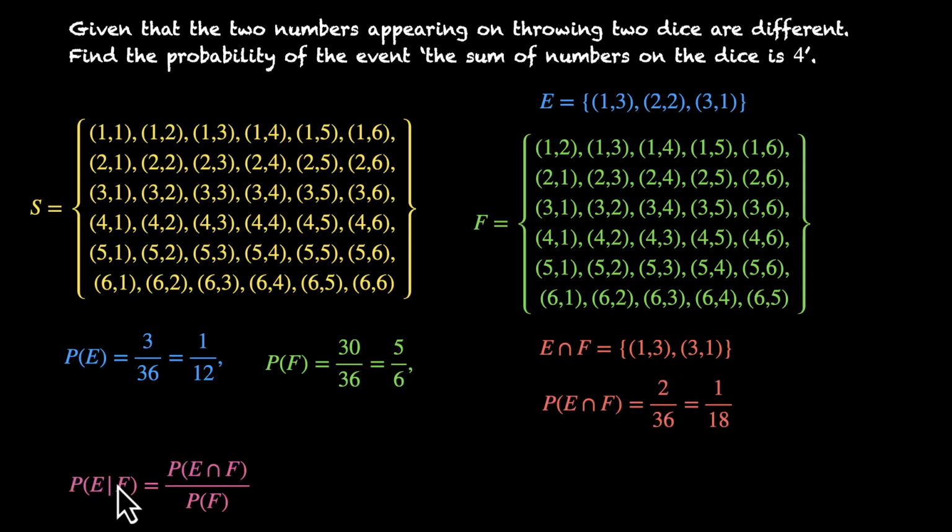So probability E given F, that's going to be probability of E intersection F by probability of F. This is 1 by 18 divided by 5 by 6. That's going to be 1 by 15. Now here's another way to think about it. Given that the two dice thrown show us different numbers, we know that one of these 30 has occurred. And of these 30, these two work for us. For these two, the sum of the numbers on the dice is 4. Now given that one of these 30 has occurred, the probability that one of these two has occurred is 2 by 30, that's 1 by 15.